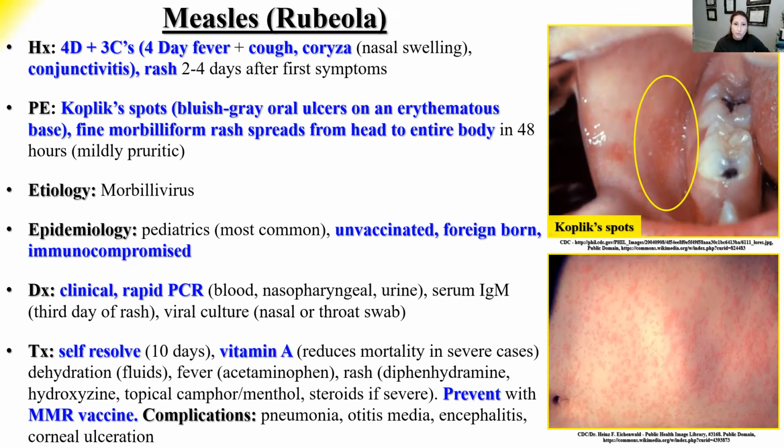We treat their fever with acetaminophen or Tylenol, their rash with antihistamines like diphenhydramine, hydroxyzine, topical camphor or menthol. They have kind of a cooling effect, or we can do a short-term course of steroids if it's very severe. The complications that come secondary to measles include pneumonia, otitis media, encephalitis, and corneal ulceration.